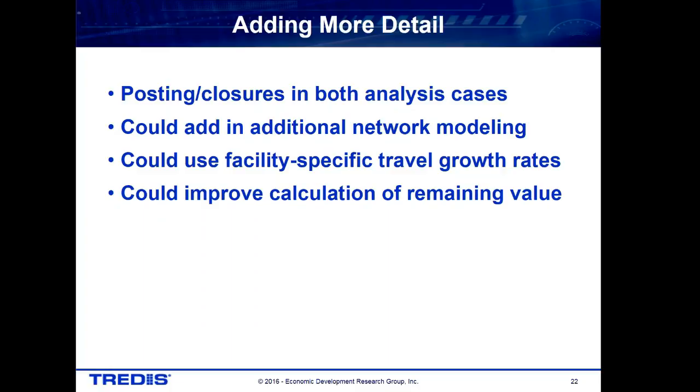Different facilities could have specific travel growth rates to look at different areas of the state, and you could, as Adam mentioned, improve the calculation of the remaining value by doing calculations based on backlog values or other estimates of how much money would have to be spent to reach the same level of service sometime after analysis.